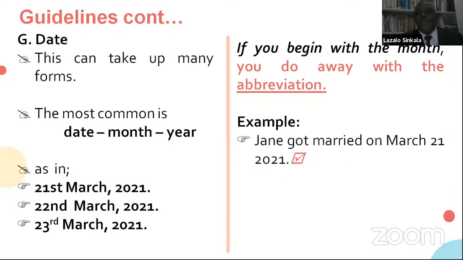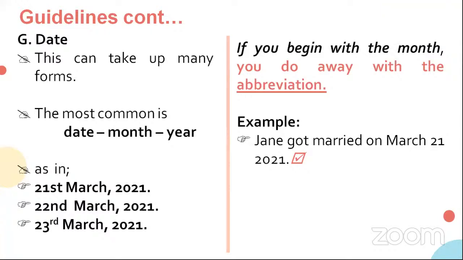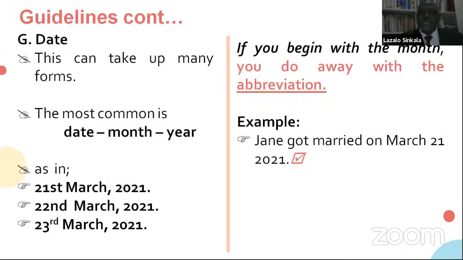Okay? Jane got married on March 21, 2021. You don't say Jane got married on March 21st, 2021. So that's about cardinal and ordinal numbers.